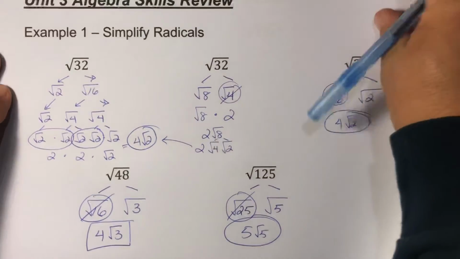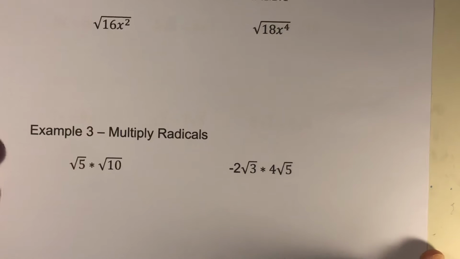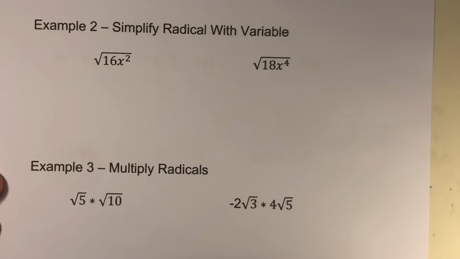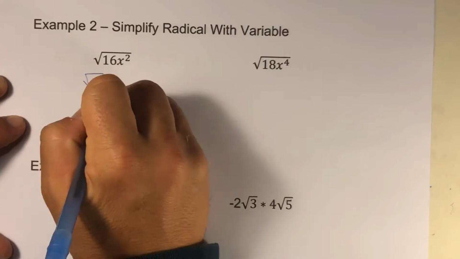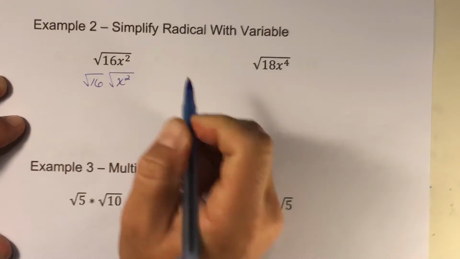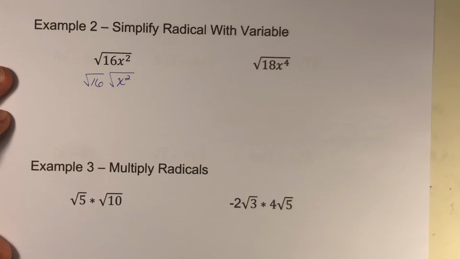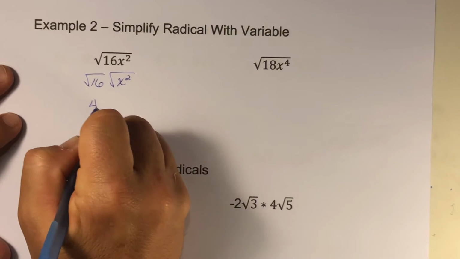So now what I'd like to do is show you a couple examples of where there's a couple steps in our simplifying. So the first example here says to simplify radicals that have variables in them, right? Simplify radical with variable. So right off the bat, I'm just going to split up the numeric term and the algebraic term, right? So in this case, I have the square root of 16. That's nice because the square root of 16 is just 4.